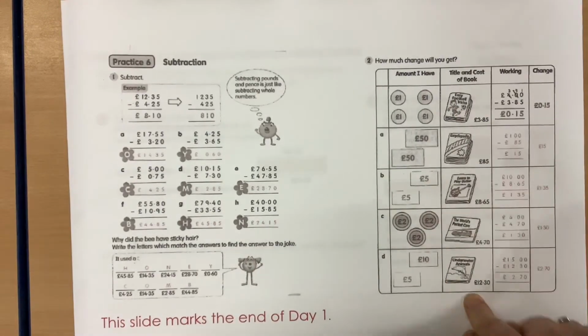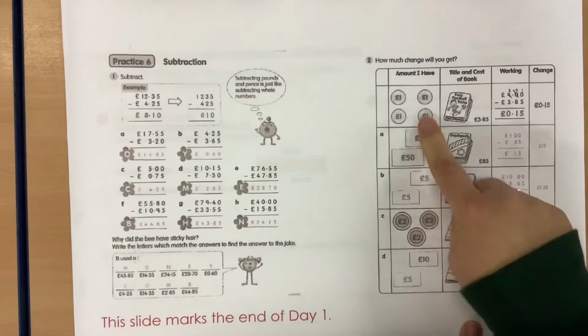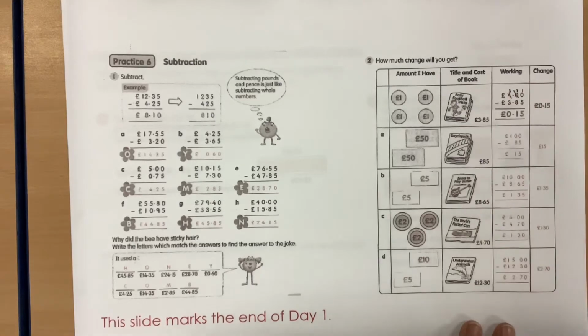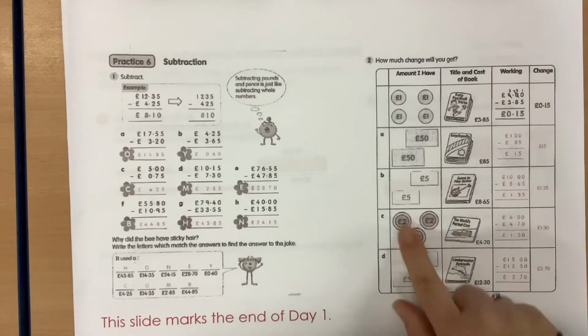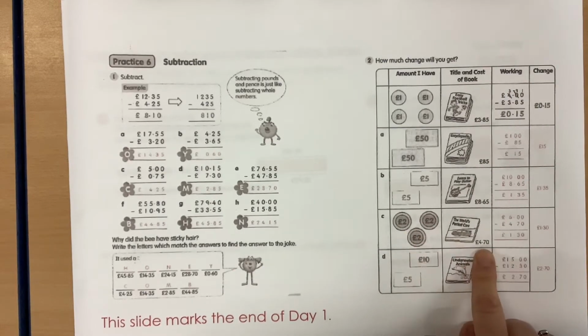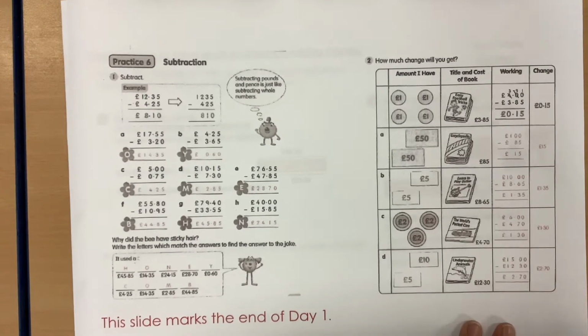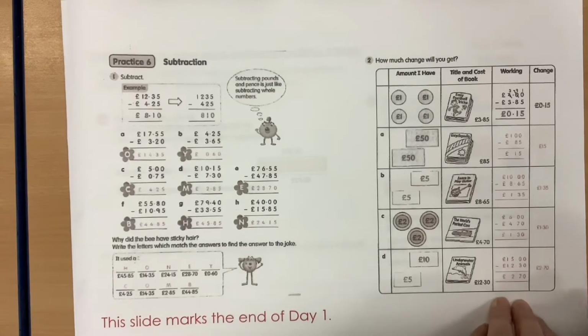In question 2, you had some items that you were buying and you had the money on the side to show how much you paid for them, and you had to work out the change. Again, some of them involved regrouping. This one, for example, £6 and you bought a book for £4.70. £6 take away £4.70. I would regroup one of these pounds into 100 pence. Take away the 70 pence, which would leave 30 pence, and then I'd have £5 to take away £4, which would leave £1. So the answer would be £1.30.